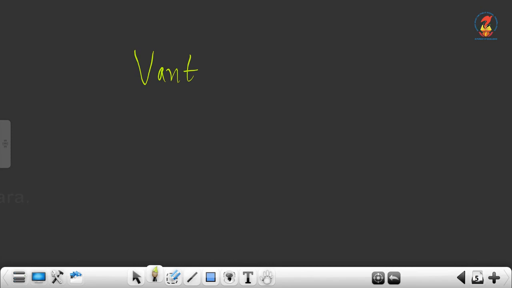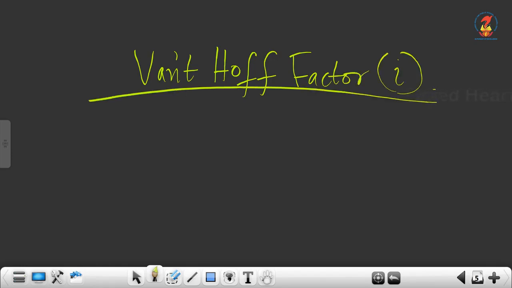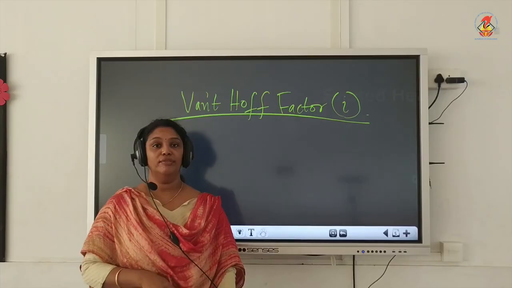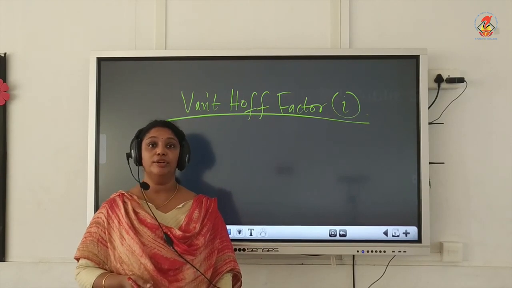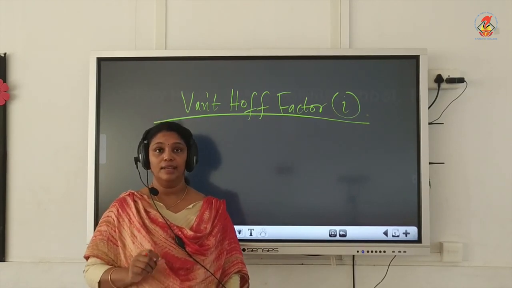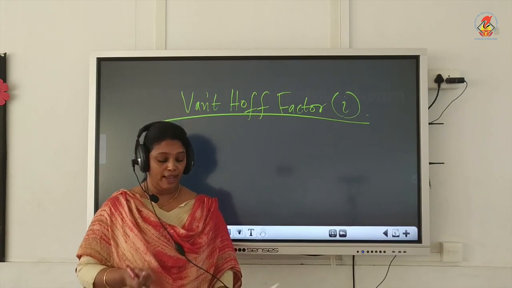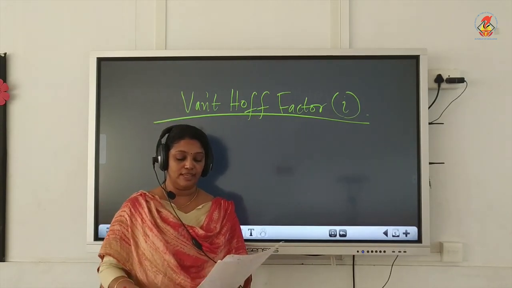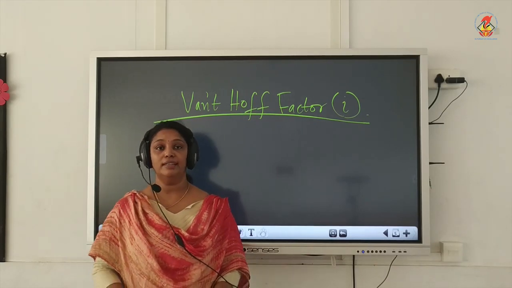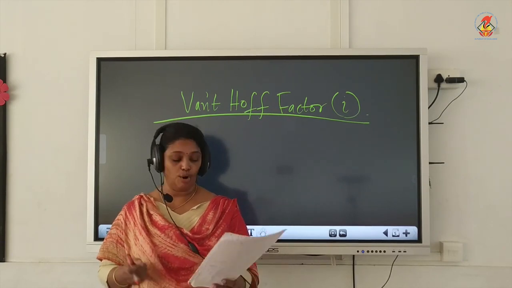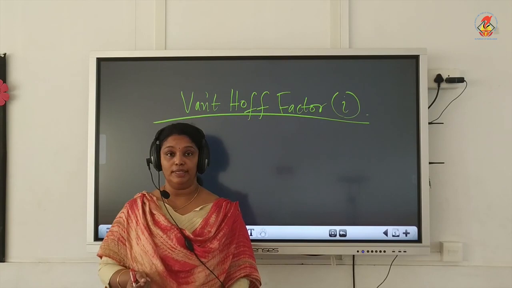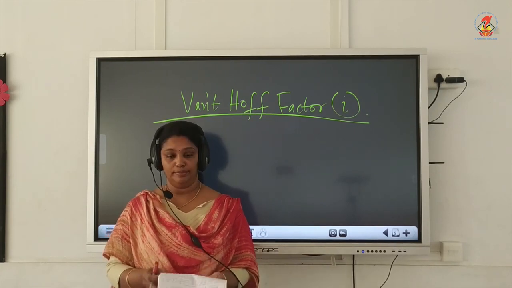Next, we are going to discuss the Vanhof factor, denoted by small i. Now, Vanhof introduced a factor i, known as the Vanhof factor, to make these corrections for abnormal molecular mass, and to account for the extent of association or dissociation. And this is the definition for i. Vanhof factor is defined as the ratio of observed colligative property and normal value.